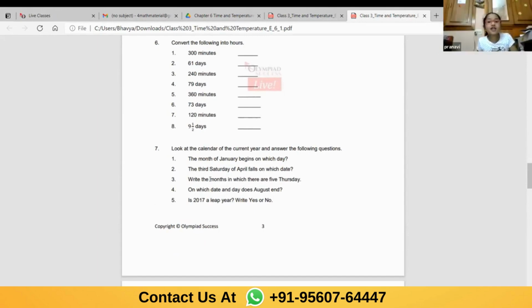Ma'am, actually they gave the answer for another calendar. Yes, correct. They must have given the calendar in which this sheet was made. So if it was made last year, then they must be showing the answers of the last year, correct? So if you look at the calendar of this year, then what is the answer? Can anyone tell me? Ma'am, the first answer is Friday. 5 Thursdays. Is there any month in this year which has 5 Thursdays?